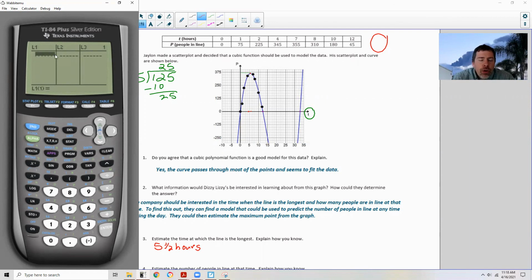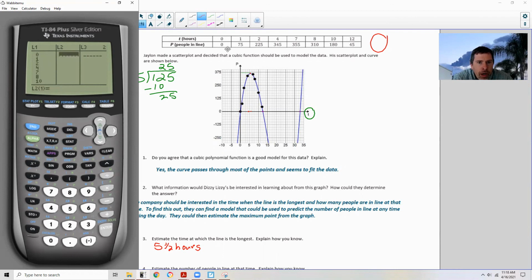All right, so T in this case is your L1. So I enter 0, 1, 2, 4. I'm entering the data in this table, by the way. 7, 8, 10, 12. Okay, so if I go back up to the last number, this 8 in parentheses tells me there are 8 pieces of data in my L1. 1, 2, 3, 4, 5, 6, 7, 8. Always make sure that's correct.